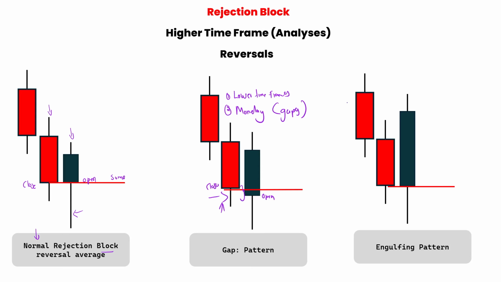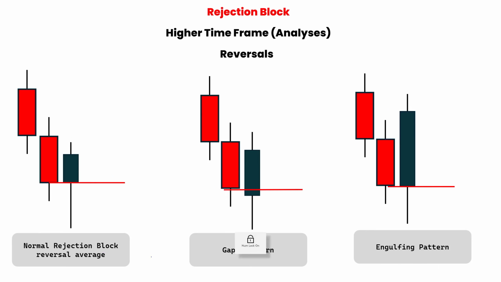And then also, if we look at this one here, we have the engulfed version of a rejection block, because we can see that the body of this candlestick is bigger than this bearish candlestick's body, and we can also see that the close of this bearish candlestick and the open of this bullish candlestick is the same. If we look at the body, the open here and the close here, this one has a bigger body. To understand this very clearly, it's not even that difficult. So right now, let's look at the candlesticks here.